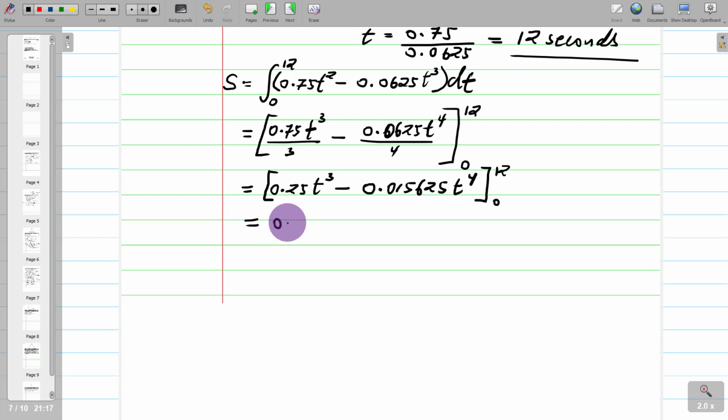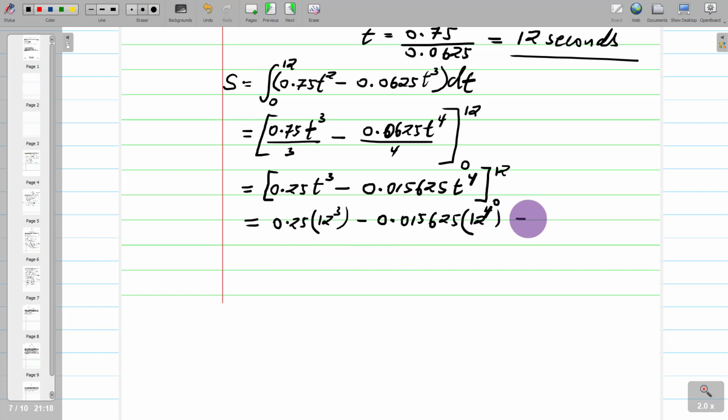So this means 0.25, the upper limit is 12 cubed, minus 0.015625, again the upper limit is 12 raised to power 4, and because the lower limit is 0 and there is no constant, there is no need for writing that.